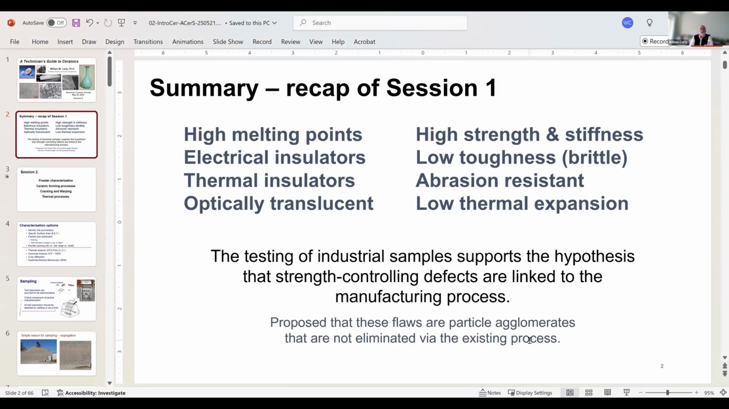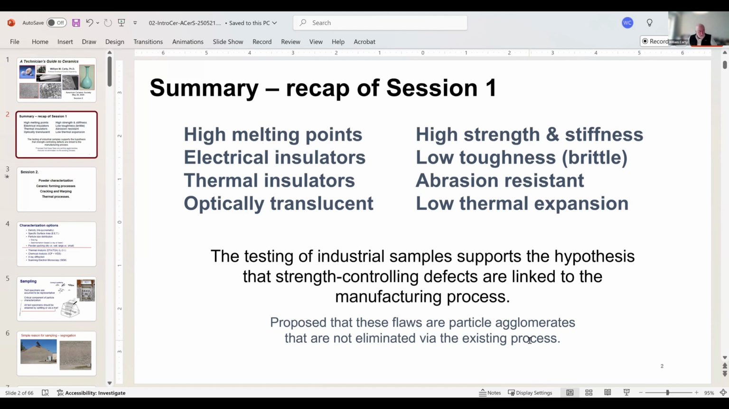Okay. Review now. Ceramics have high melting points. They typically are very good electrical insulators. They are typically good thermal insulators with a couple of minor exceptions, materials that have high thermal conductivity. Most are insulators. They're optically transparent. They tend to have high strength and also be very stiff, meaning high elastic modulus. But they are low toughness, meaning that they're brittle with a couple of exceptions, being partially stabilized zirconia and silicon nitride. They're abrasion resistant, and they have, in general, low thermal expansion coefficients.